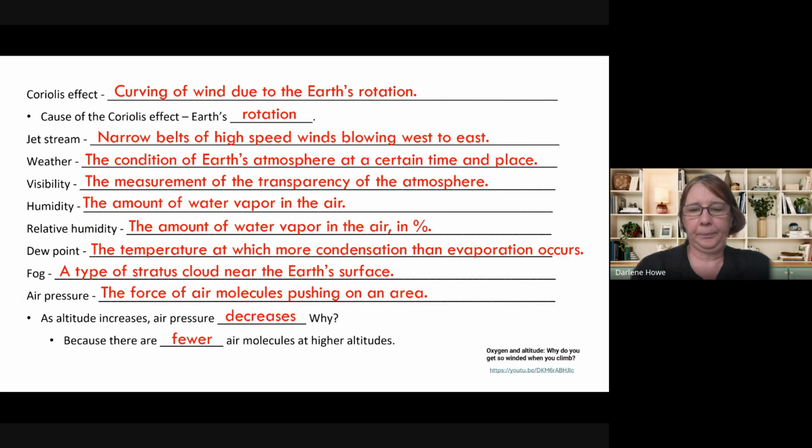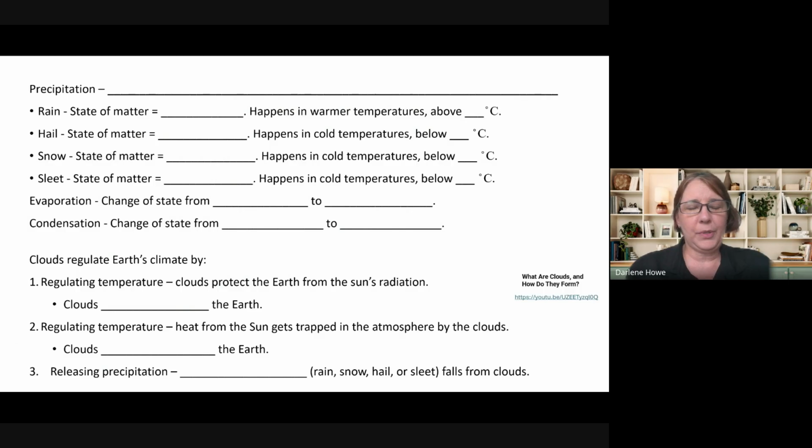Okay? All right. We're almost done. This is it. Last page, guys. Here we go.